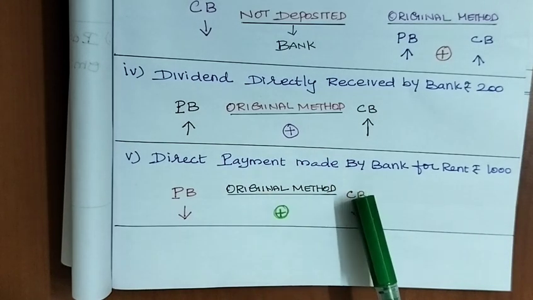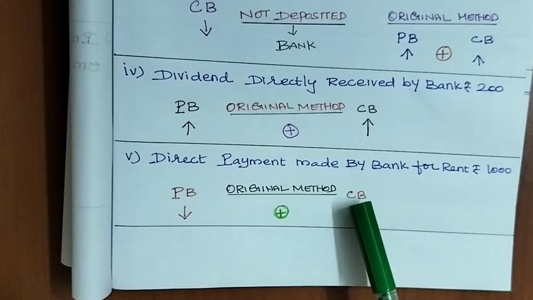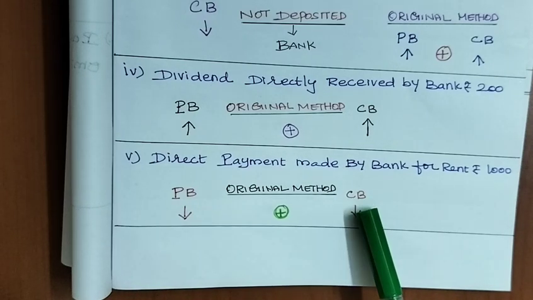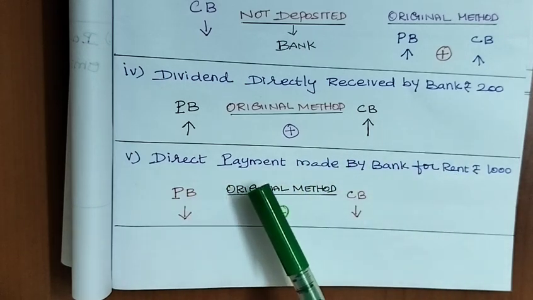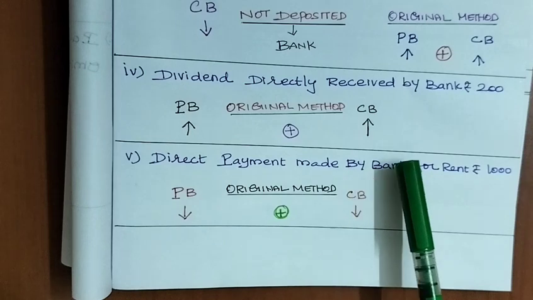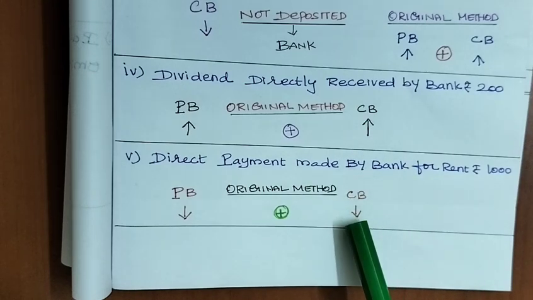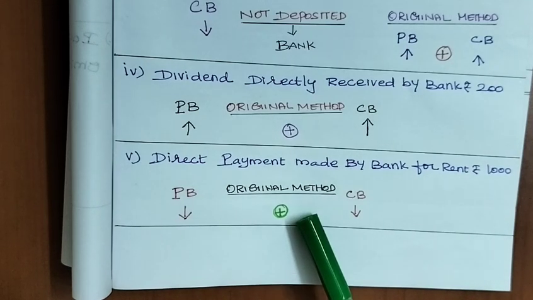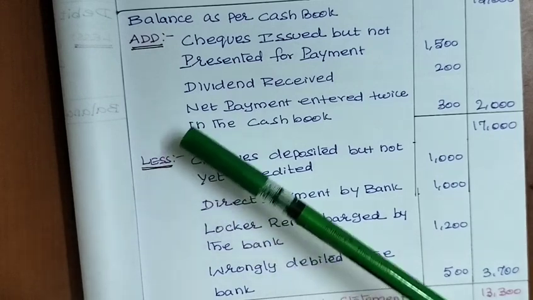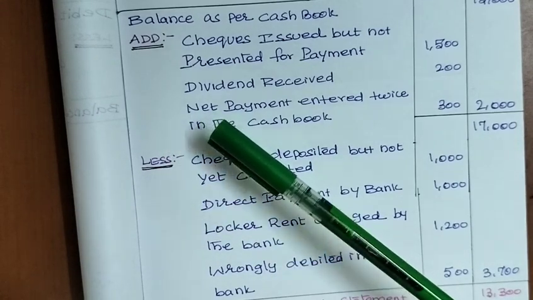But the bank's customer doesn't know about it. After receiving the bank statement only, the bank's customer comes to know the rent was paid by the bank directly. After that only the cash book will be decreased. So this transaction will be added. In the add column you have to enter net payment.